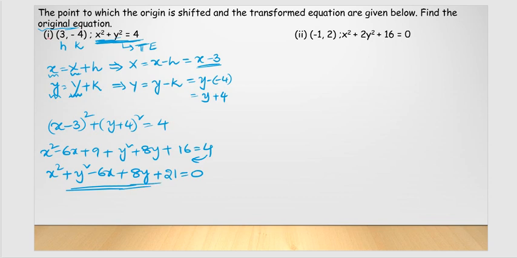So if this is the original equation, then if I shift the origin, my transformed equation is x square plus y square is equal to 4, right? Now here we are given a different origin, right? So we cannot directly take this, so we need to find it once again. So from this, what I can directly take is capital X is equal to small x minus h, capital Y is equal to small y minus k.